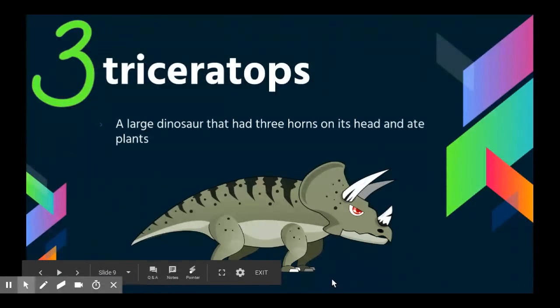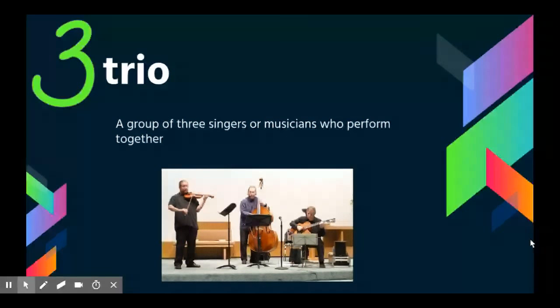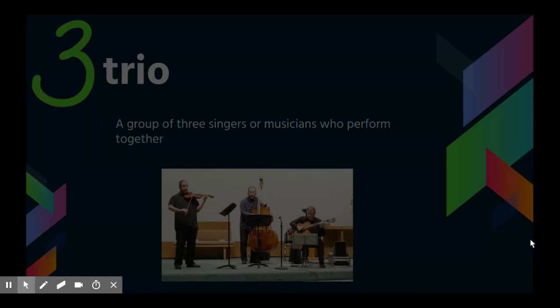Next is a triceratops, and this is a large dinosaur that had 3 horns, 1, 2, 3, on its head, and ate plants. Trio is a group of 3 singers or musicians who perform together. So we talked about a duet in your last spelling list. This is a trio, 3, a group of 3 singers or musicians.